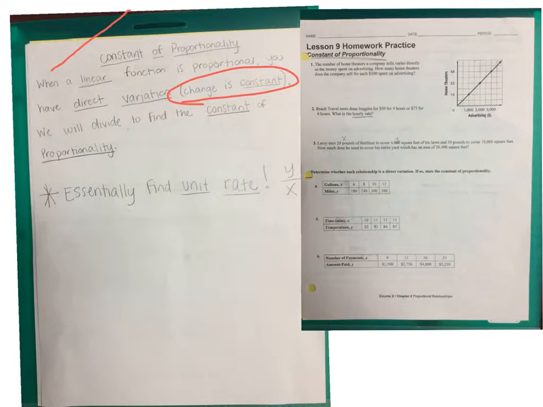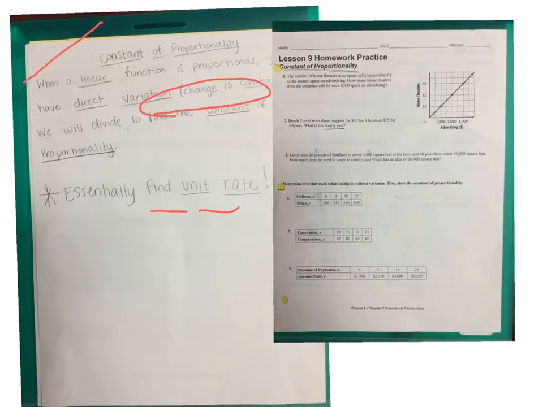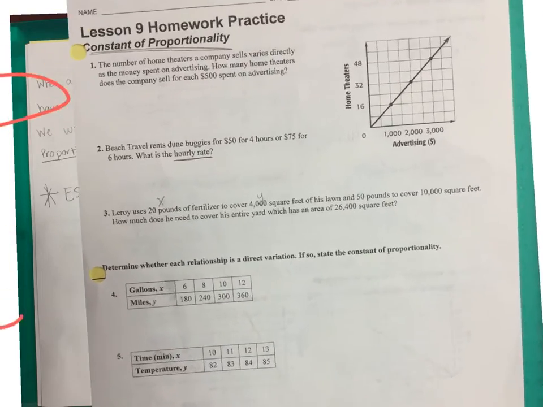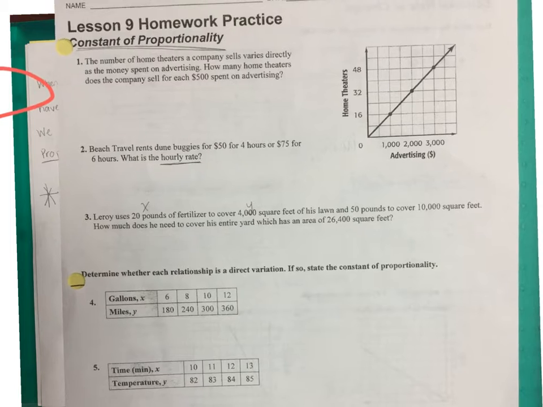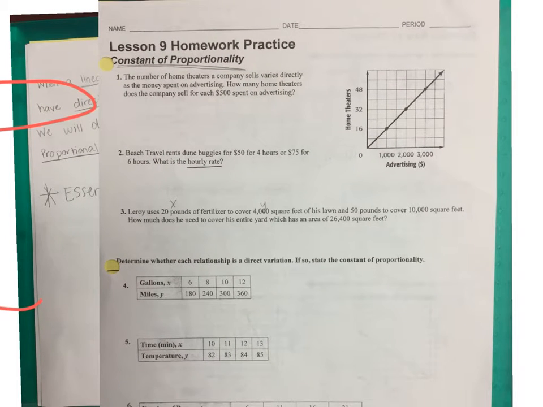So essentially, if we know how to do the unit rate and we know that unit rate equals y divided by x, we should be pretty good to go. We can figure out the rest. So let's look at the homework. Let's look at number 2 and then we can do number 4.